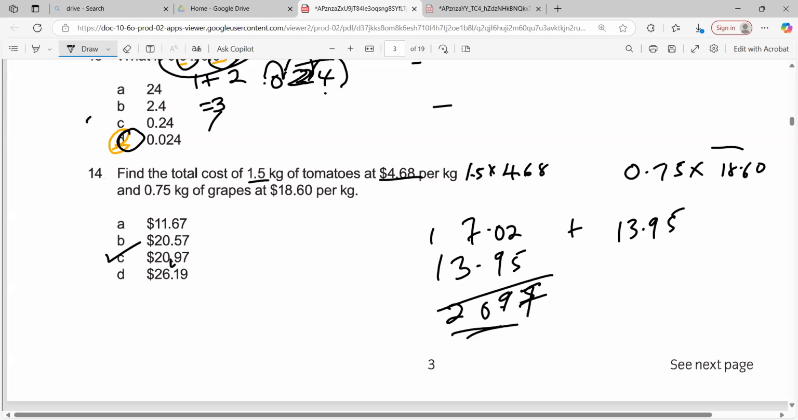Sir, can you teach us vice versa? What's that? Oh, probability. Probability is vice versa, sir? You're talking about probability? Yes, sir. Okay. Yeah, man, that's what we're going to be doing Tuesday.